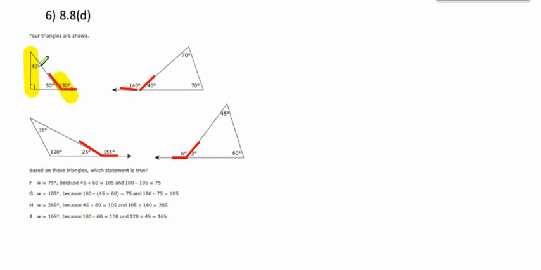So in example 1, 40 plus 90 does equal 130. Here's another example. 70 plus 70 equals 140. Here's another example. 35 plus 120 equals 155. So in the last one, to find W, all you had to do was add 45 and 60. So W is 105. The correct answer was G.